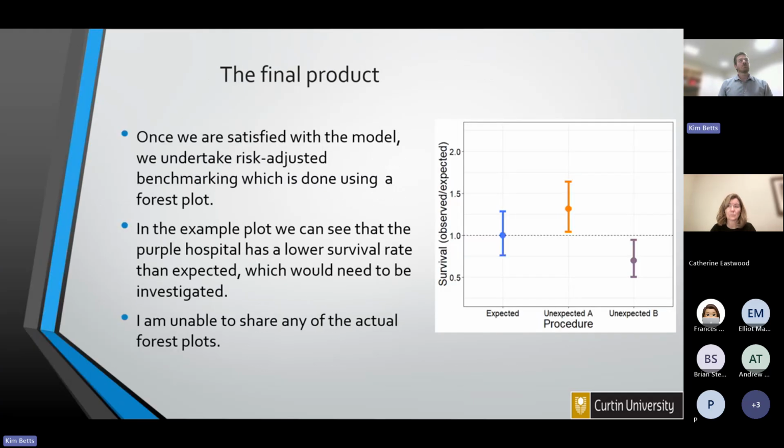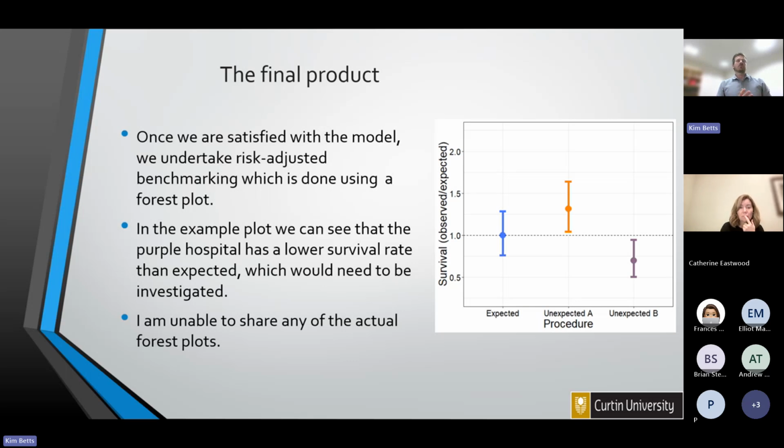Just finishing, so the final product looks like this. I couldn't show you the actual results, not even anonymized, because the confidence limits sort of give away which hospitals are which. Obviously, Sydney and Melbourne are very large, Perth's much smaller. So once we're satisfied with the model, we undertake risk-adjusted benchmarking. So we just have a forest plot.